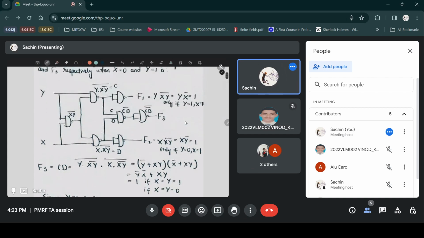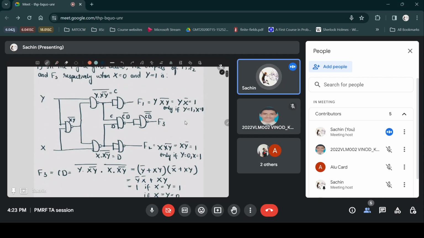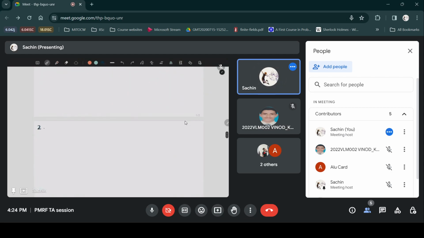And this particular circuit is called a magnitude comparator. And this is a 1-bit magnitude comparator because each input is of 1 bit. So the function f1 was y x bar, which is the same as a function y is greater than x. Function f2 is x y bar, which tells you whether x is greater than y. And function f3 is x y plus x bar y bar, which is the same as checking whether x is equal to y or not. Okay, that was the first question.